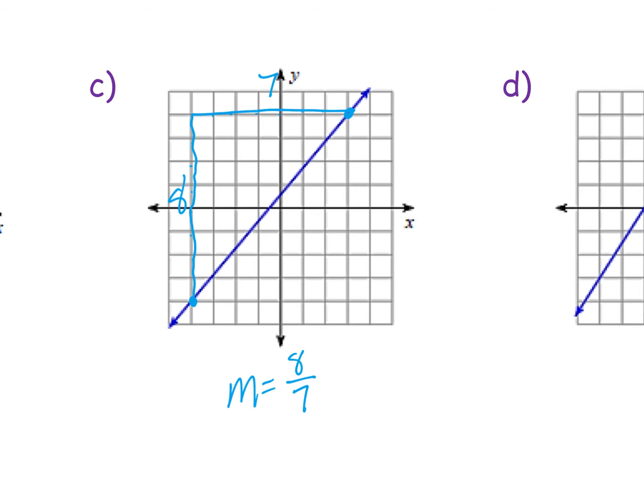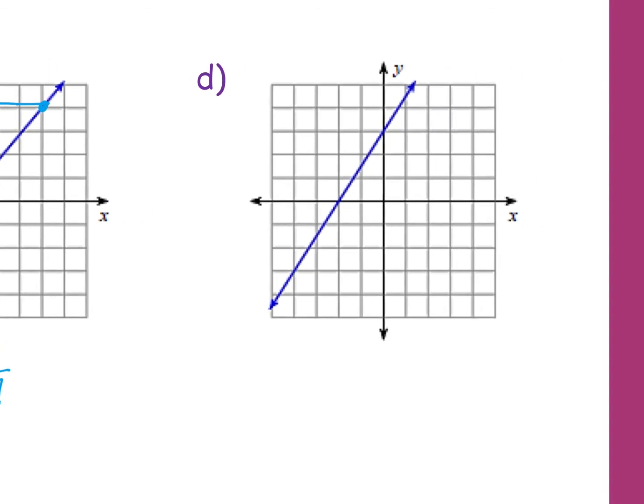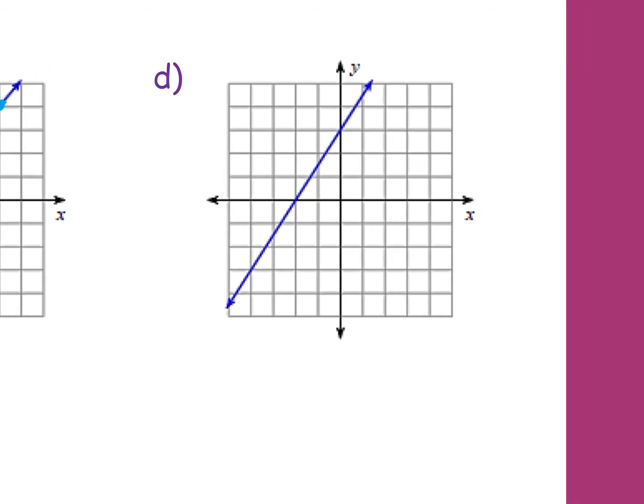And then the last one is letter D. And here's a point, and here's a point. So draw my triangle. I went up by 3 and over by 2, so my slope is 3 over 2, and it's positive, so it's 3/2. Questions?